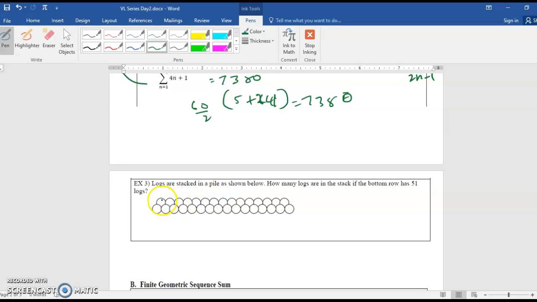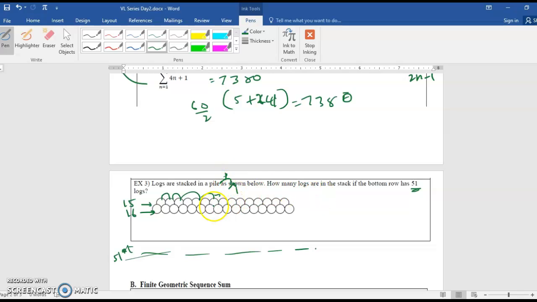He is asking how many total logs there are if it has 51 rows. If you look at this figure, there are 16 here and 15 here, meaning there is one decreasing as you go up and one increasing as you go down. So as you go up, eventually you will hit only one, right? And in the bottom row, that means this is the 51st row.